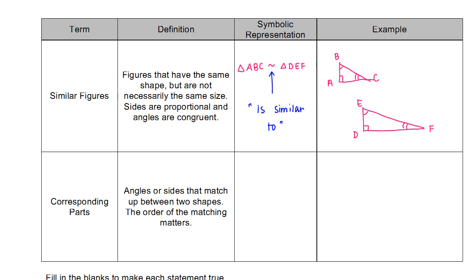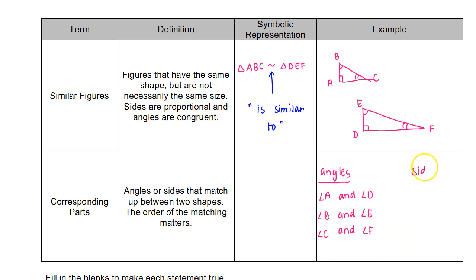We're going to go ahead and practice listing the corresponding parts for these two triangles. So we will start with the angles. And I can say that angle A and angle D are corresponding because they're both right angles. I can say that angle B and angle E are corresponding angles because they both have a single arc. They are congruent. And I can say the same for angle C and angle F.